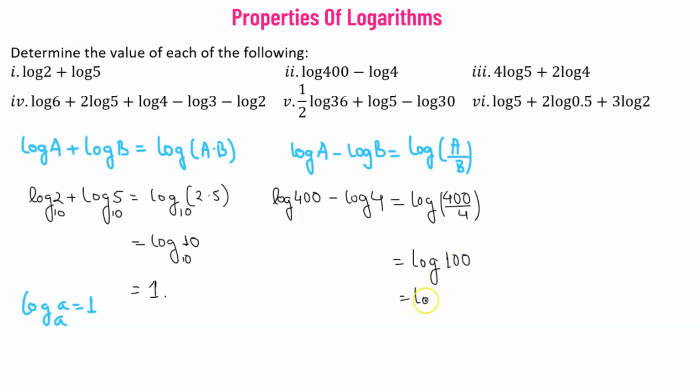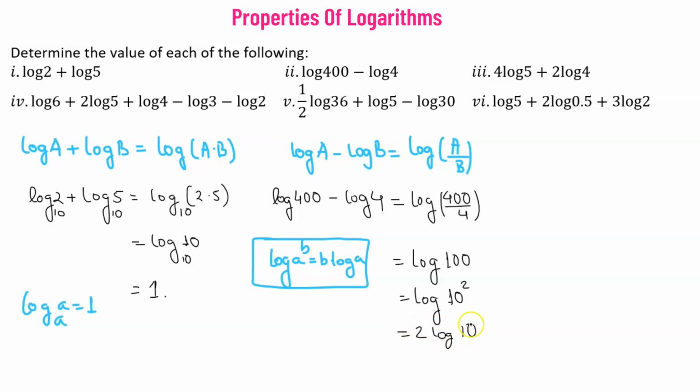Now 100 can also be expressed as 10 squared. Here we will be using a property: log of a raised to the power of b is equivalent to b times log of a. So log of 10 squared becomes 2 times log of 10. We have already talked about log of 10: this value is always equal to 1 because the base is 10. So this gives us 2 times 1, and our value is equal to 2.